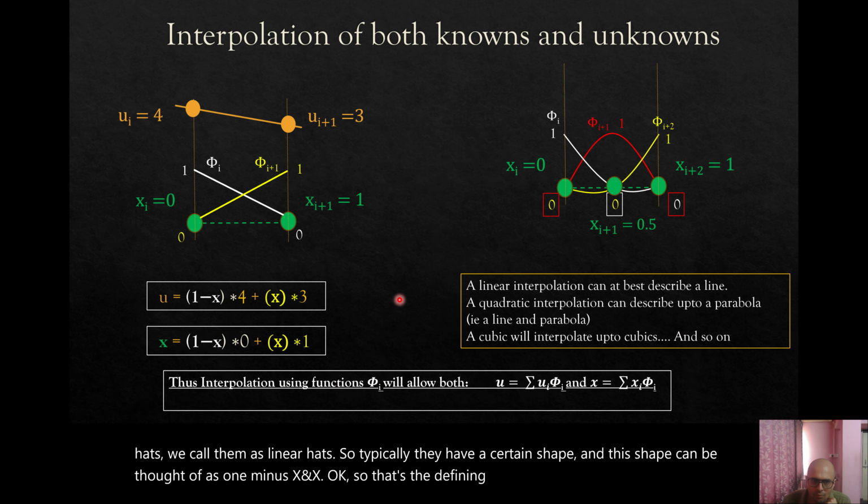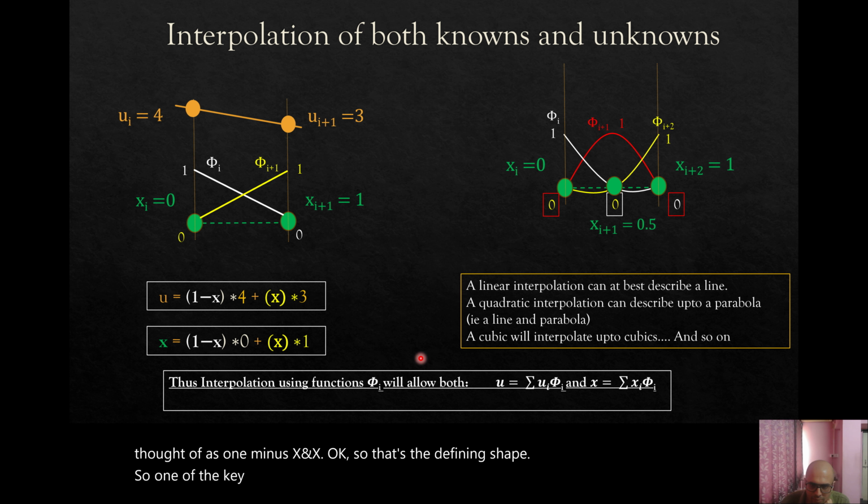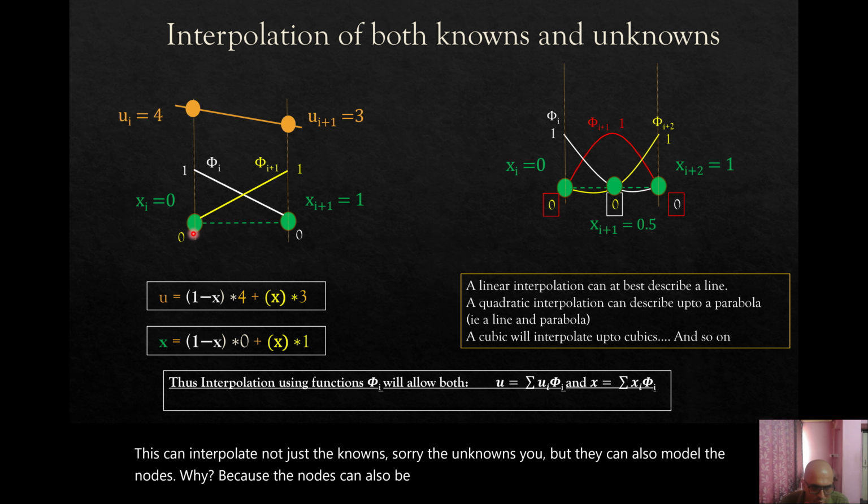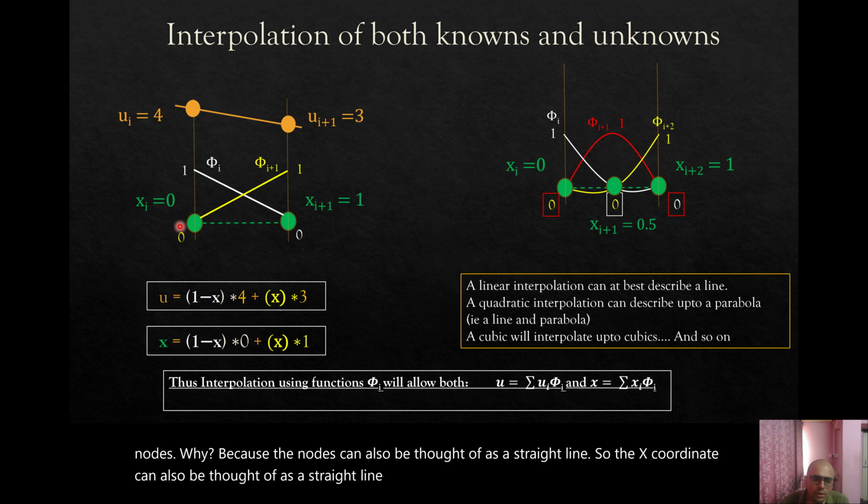One of the key properties is that this can interpolate not just the unknowns u, but they can also model the knowns. Why? Because the knowns can also be thought of as a straight line. So the x coordinate can also be thought of as a straight line, right? So it's pretty obvious that you can interpolate that as well.